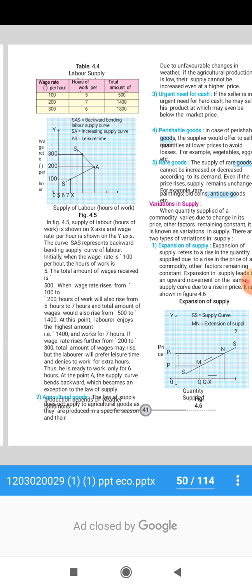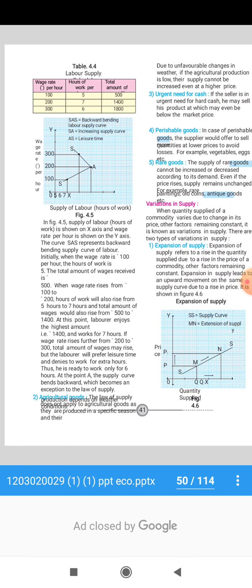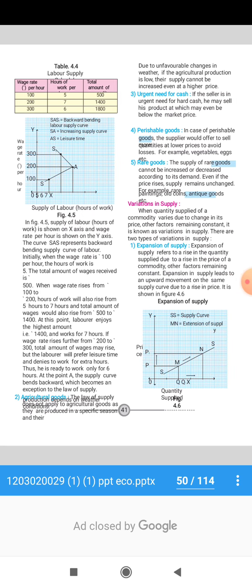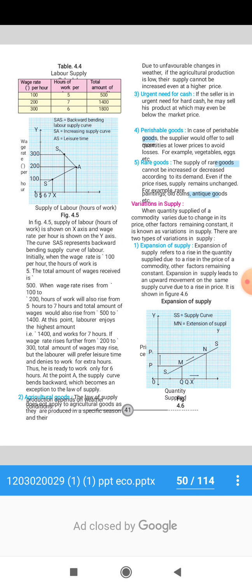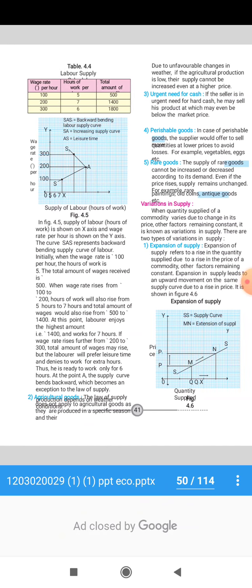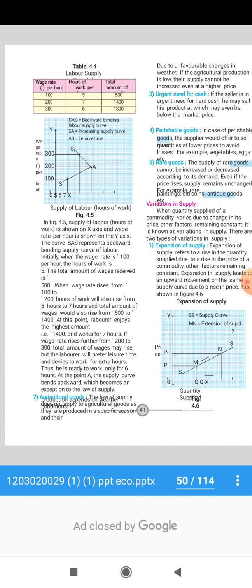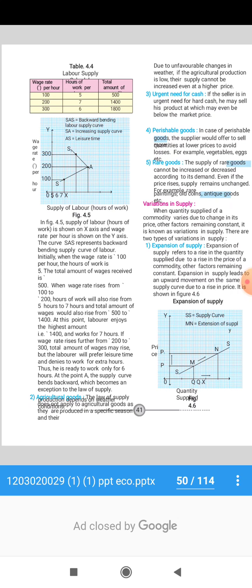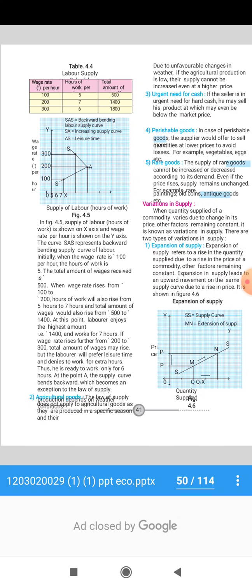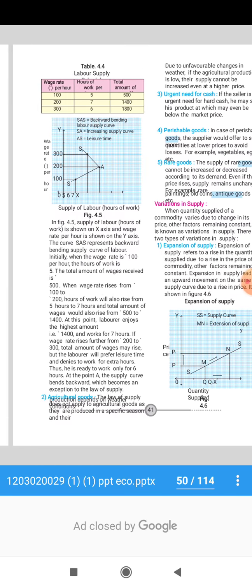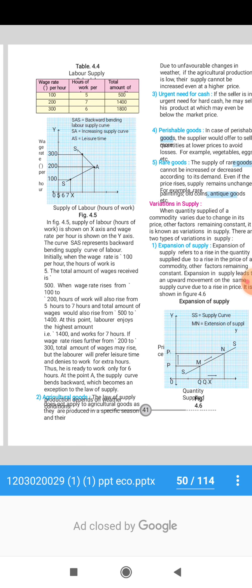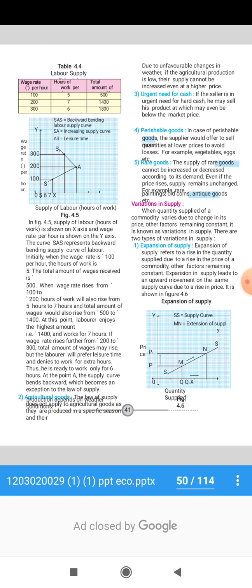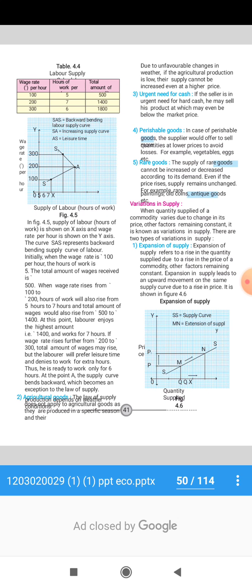This is the backward bending labor supply curve, with the increasing supply curve and the leisure time. So this is the first and most important exception to the law of supply, because many times questions are asked on this particular concept, that is the backward bending supply curve, for agree-disagree, true or false, or fill in the blanks. So the first exception to the law of supply is the supply of labor. It is a common tendency of labor that as the wage rate rises, working hours also rise.